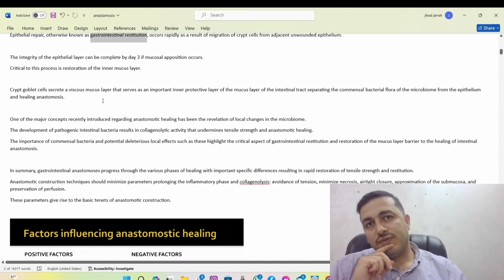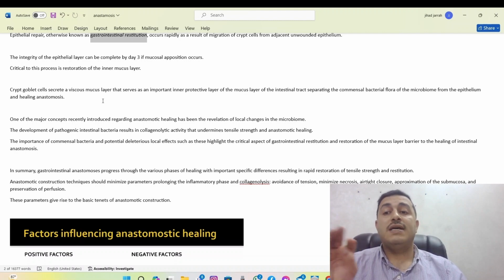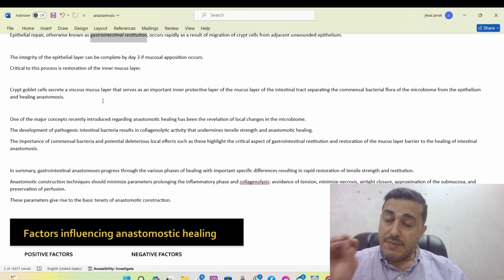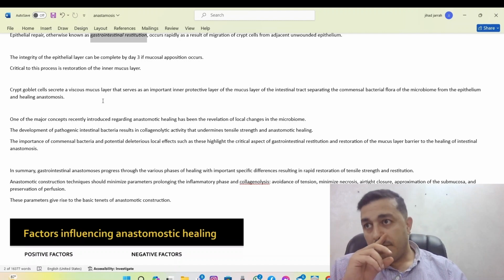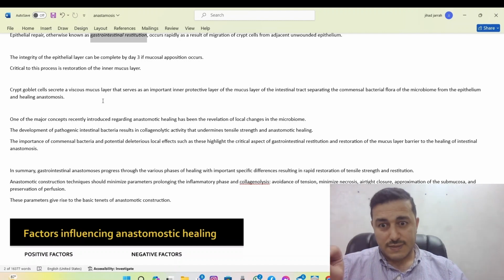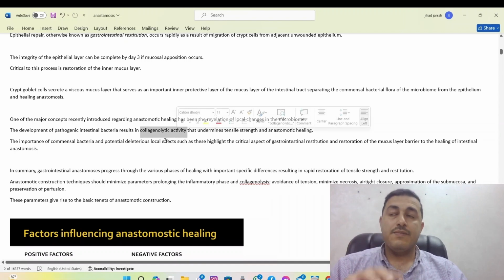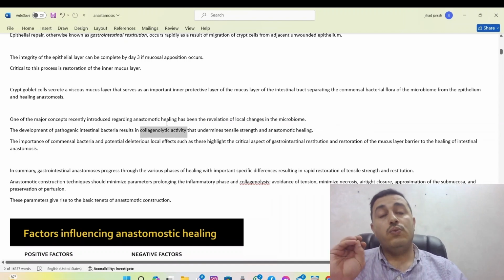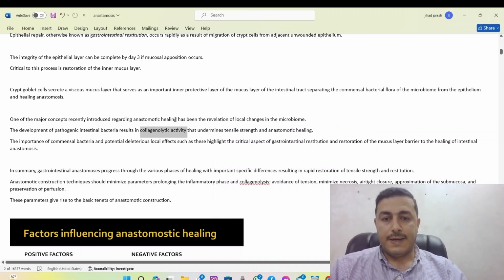The third piece of information that we have to know is that some studies found that there are local bacterial changes in the epithelial cell, in the mucosal layer, that can affect the anastomosis. These bacteria can carry collagenolytic activity, and when we talk about the leak, we will know the importance of these microbiome changes in leak.